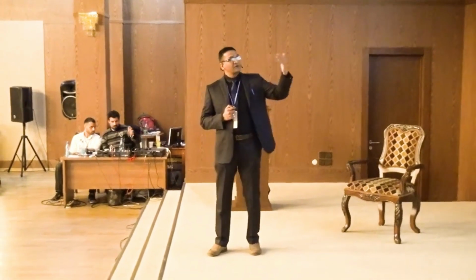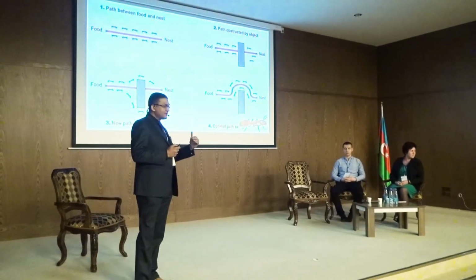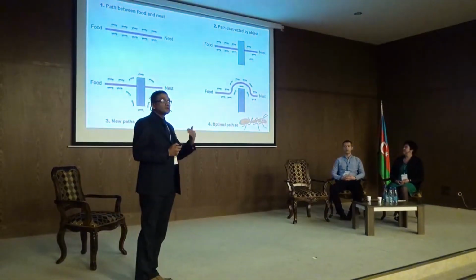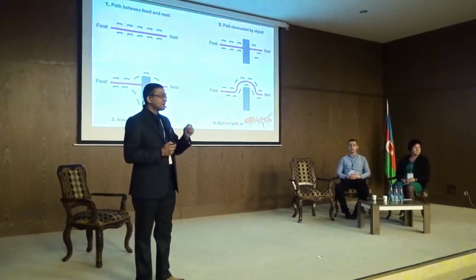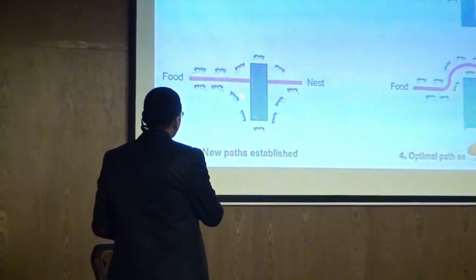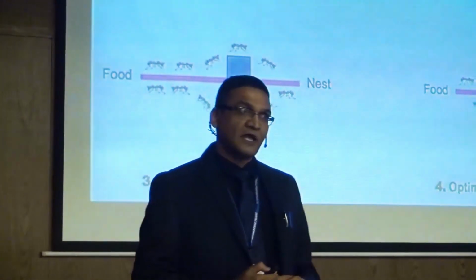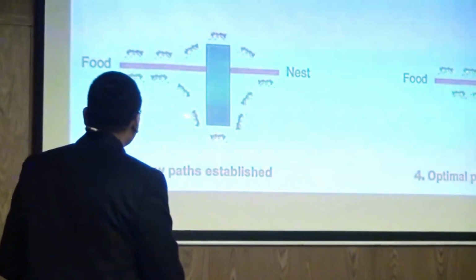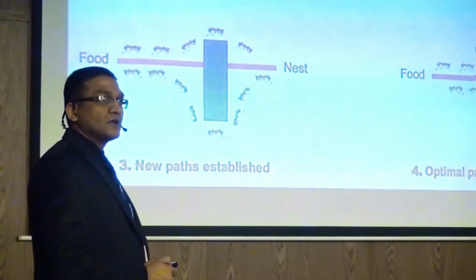So after a period of time, it is observed that the pheromone laid on the shorter path becomes denser, meaning the concentration gets denser on the shorter path. But on the longer path, because the path is longer and the pheromones evaporate over a period of time, the rate of evaporation on this path is faster.